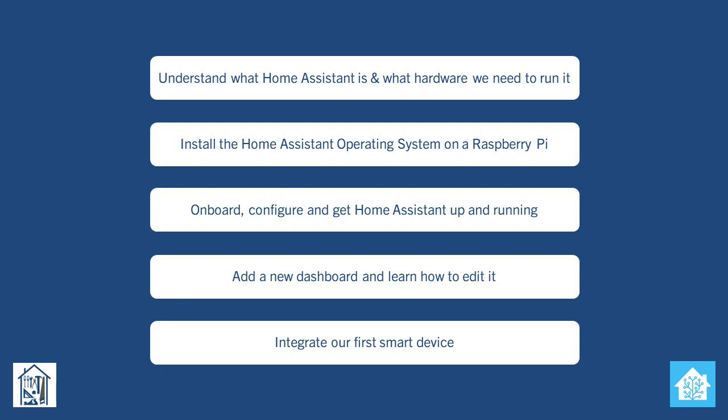Okay, with that out of the way, what are we going to cover in this episode? We'll start with a very brief intro about what Home Assistant is, and then move on to choosing a hardware platform on which to run it, which in our case will be a Raspberry Pi. After that, we'll go through the installation process, get the system up and running, and do some initial setup. We'll then take a brief look at the Home Assistant desktop, create a new dashboard, and then integrate our very first smart device. And that'll be pretty much it for this one. Better get started then.